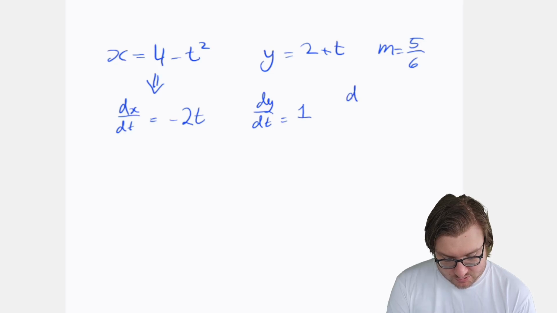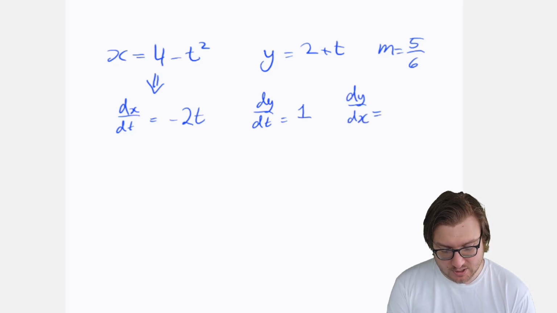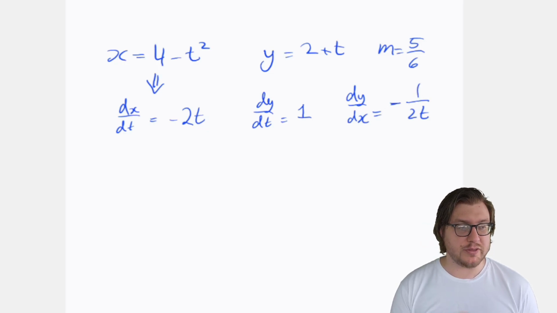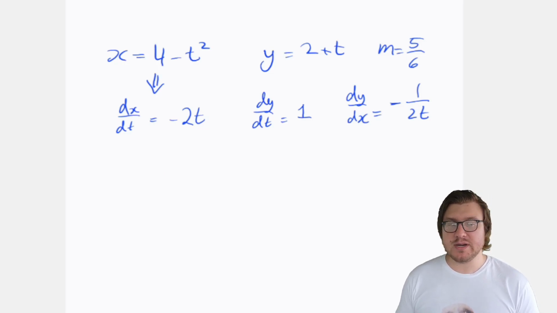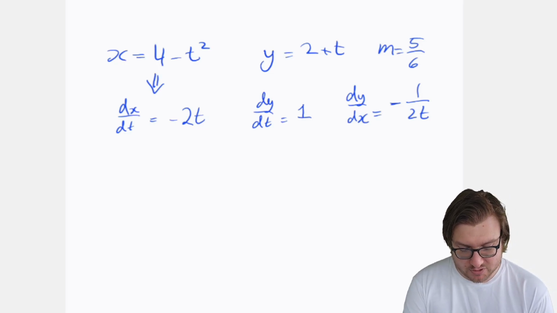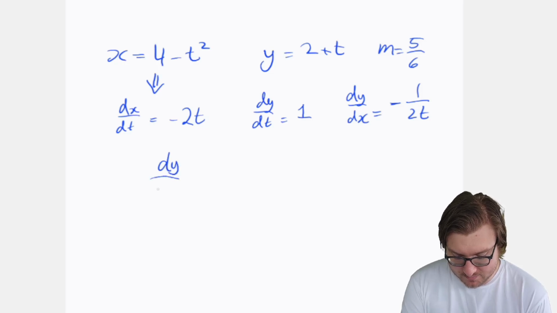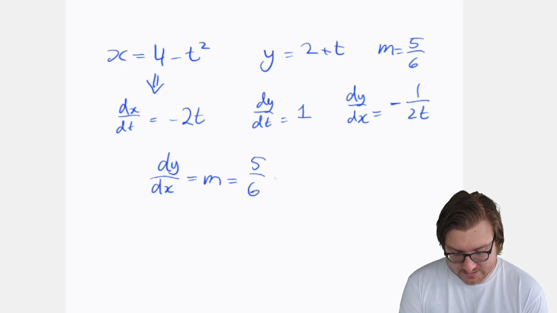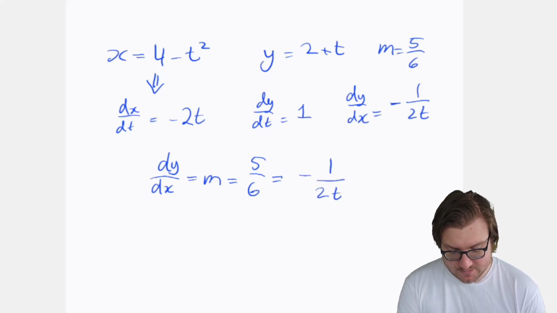So we're going to get to dy by dx using our formula: dy dt divided by dx dt, which is 1 over minus 2t. And the minus doesn't matter, we can put that in front of the fraction, at the top of the fraction, or at the bottom. Now we've been given that our gradient is 5 over 6, so let us substitute this in for dy by dx. So dy by dx is the gradient, which has been given to us as 5 over 6, and we know the formula for this is minus 1 over 2t.